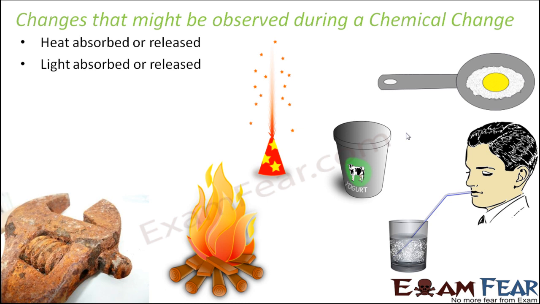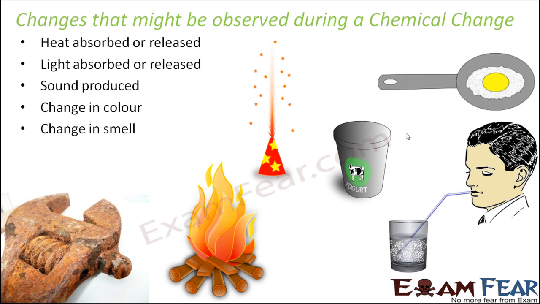Either light is absorbed or light is released. Burning a piece of paper, burning wood, burning crackers, all of these release light. Sound is produced. The best example would be the crackers. Change in color: for example, when you breathe out into lime water, it turns milky, so the color changes. Change in smell: for example, during curdling of milk, you see the smell of the curd and the smell of the milk are different. You can notice that difference.